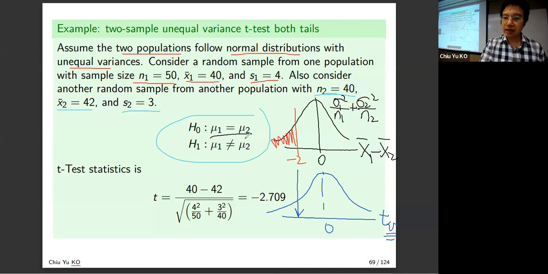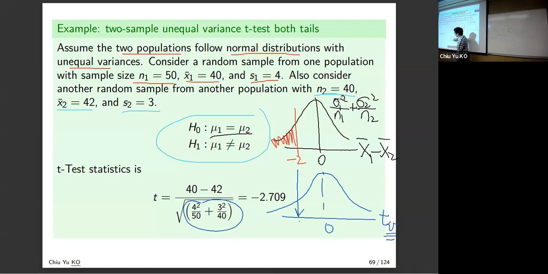To calculate this number, you replace this by S1 and S2, right? So that's what you see. We replace this by 4 squared, and this is 3 squared, right? Same, because this is variance.